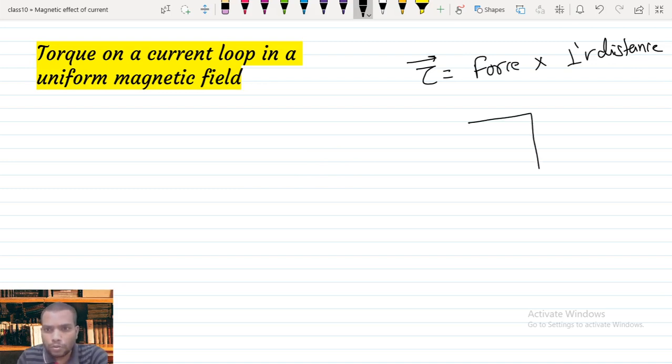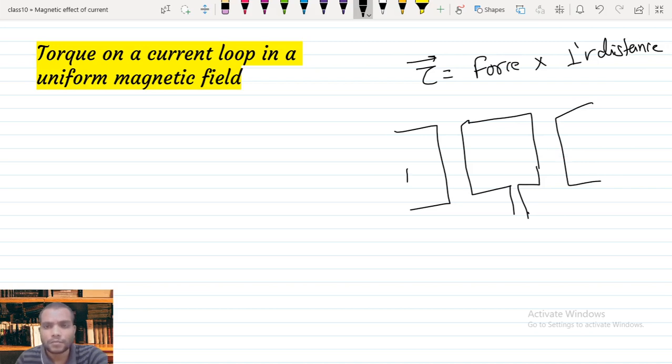If a current loop, not a straight conducting wire, just a loop, is placed in an external magnetic field, then because of the interaction of the current with the magnetic field, the loop rotates. Torque means two equal and opposite forces act on the loop and cause it to rotate. This is also the concept of a DC motor.